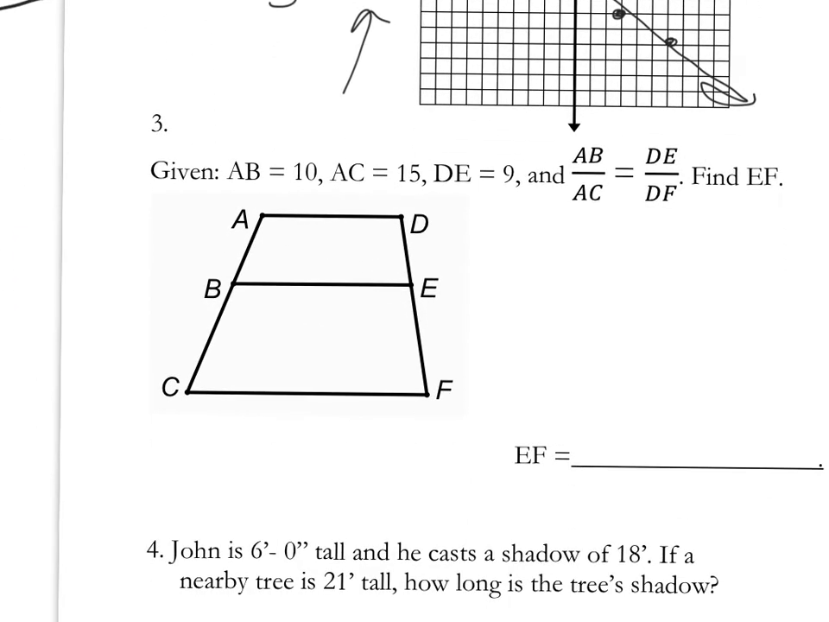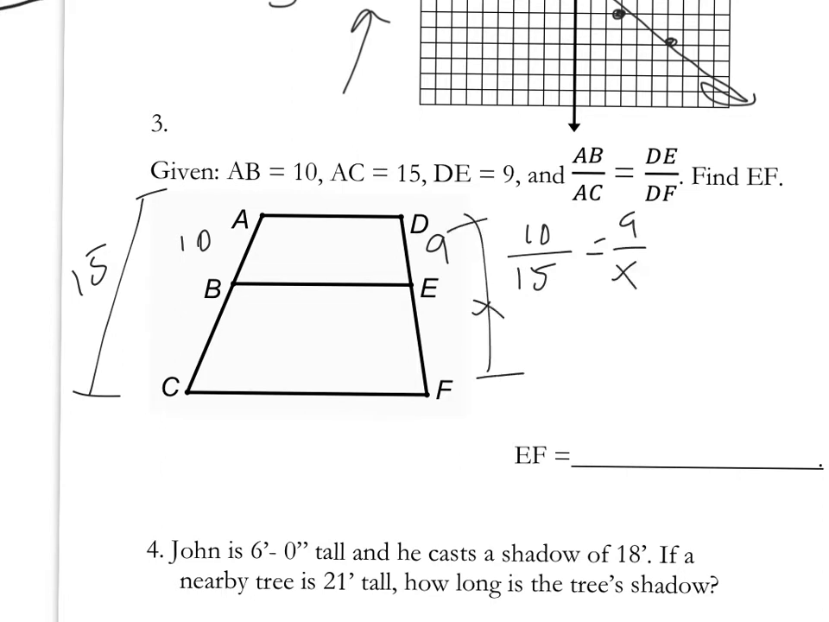Okay, question 3. Given AB, AC, and DE, and this proportion, find EF. So let's use AB, which is 10, AC, which is the whole thing, which is 15, and then we're also given DE, which is 9. Okay, so we can set up the proportion like it asks for. 10 over 15 is equal to 9 over, well, we don't know what it is, so let's label it as x.